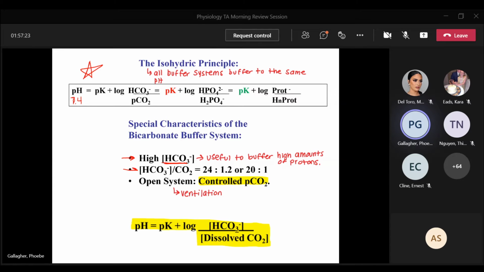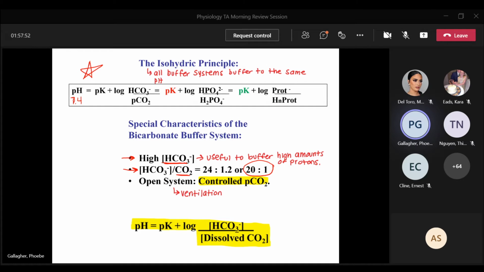Another thing is that our bicarbonate to CO2 ratio is 20 to 1. I would maybe memorize that ratio. And that's important because once again, we want to make sure we have plenty of bicarbonate to pick up any extra protons. And we are also breathing out CO2 continuously, so it's not ever going to really build up beyond the concentration of bicarbonate for that reason.